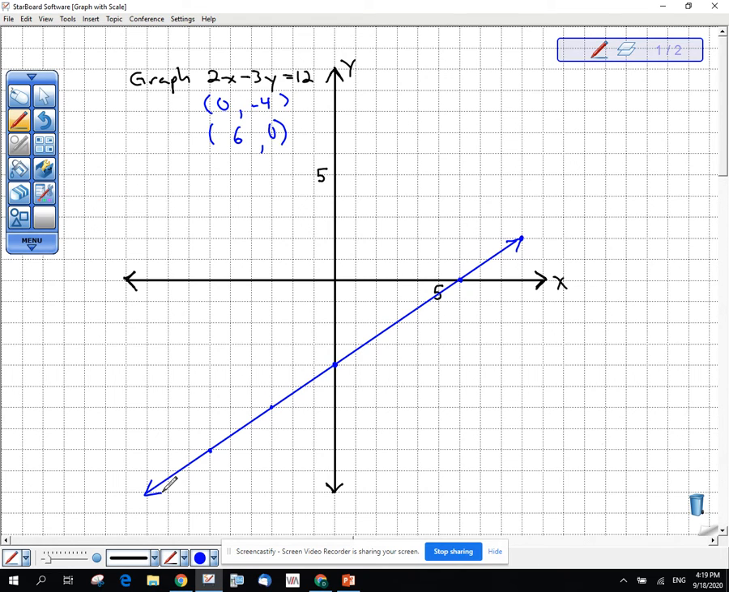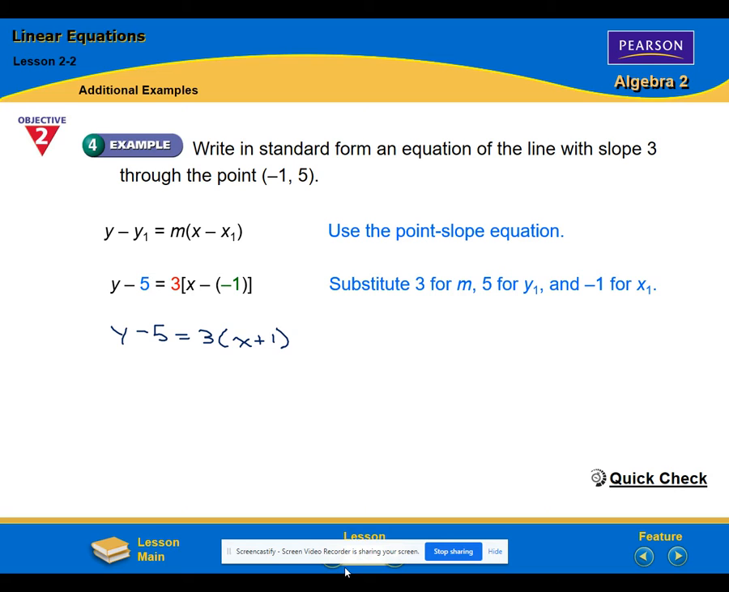Okay, now let's look at an example. An example where we left off yesterday, because this says to write it in standard form. I keep saying yesterday because I made that video yesterday. 2-2 day 1, part 1. I write in standard form. We got this far. We stopped in point slope form, but now we want to make it look like ax plus by equals c. So to do that, you're going to distribute the 3.